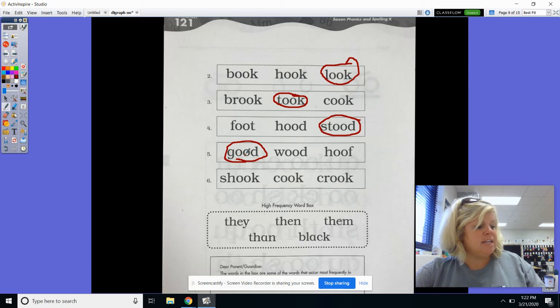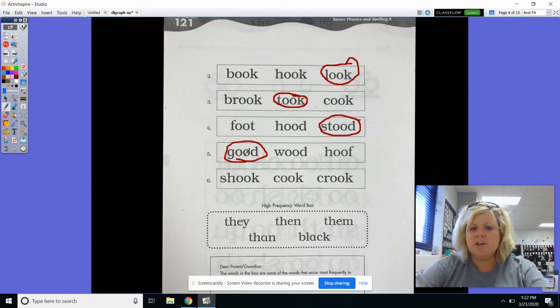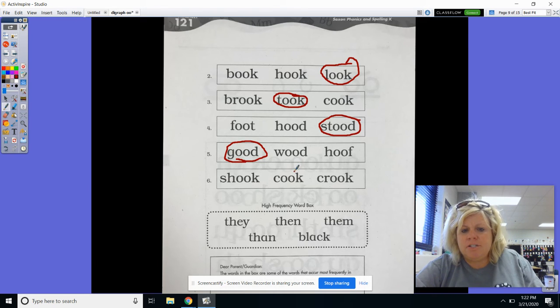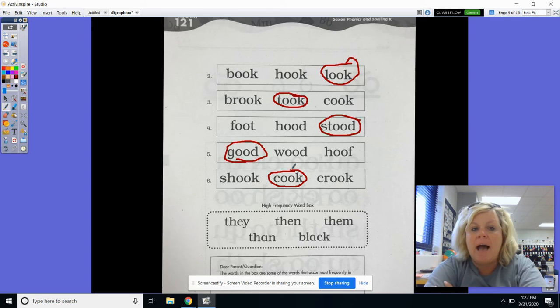And then number 6, circle the word cook. Circle the word cook. Let's sound it out together. Ready? Stretch it. Cook. 3 sounds, 4 letters. Cook. Excellent.